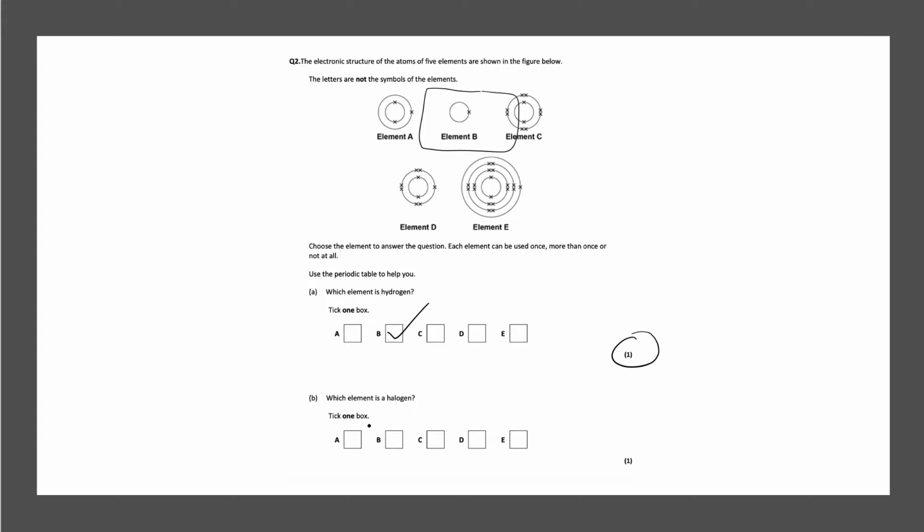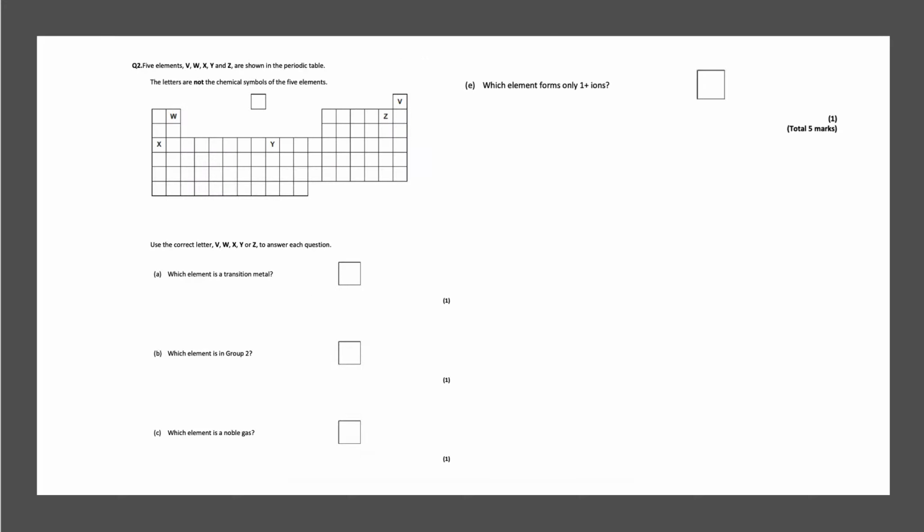Which element is a halogen? Halogens have 7 electrons in their outer shell because they are in group 7. So we need to take the element which has 7 electrons in its outer shell, and this will be D. 1, 2, 3, 4, 5, 6, 7, because there are 7 electrons in its outer shell, and that will give you 1 mark. Next question.